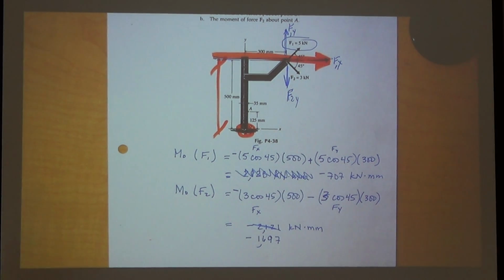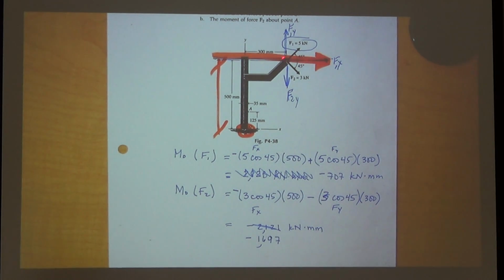And so let's start going around. Let's start with Chris Z. So F1X, it's going to create what kind of moment about point O, positive or negative? Negative. So let me see everybody's hand. Right hand, fingers go in the direction of force, palm goes towards point O. We're going to get a negative value because it's going clockwise.